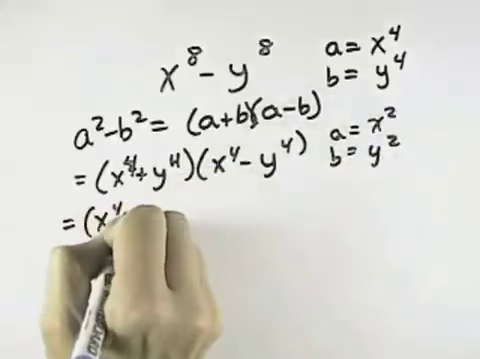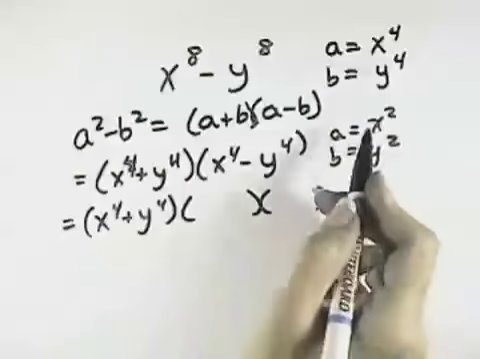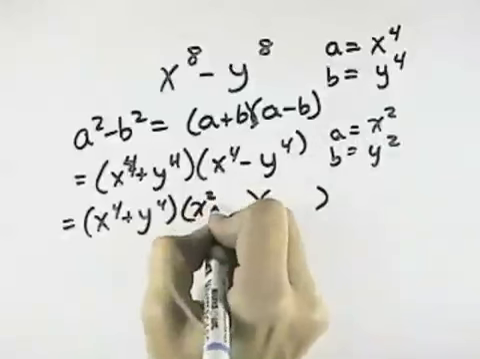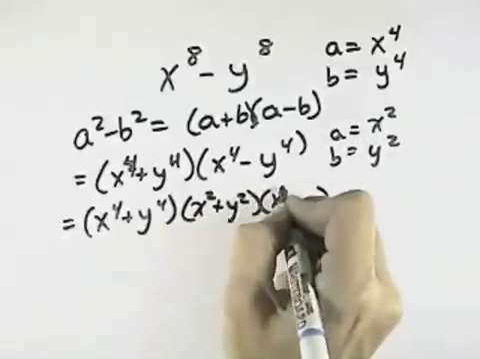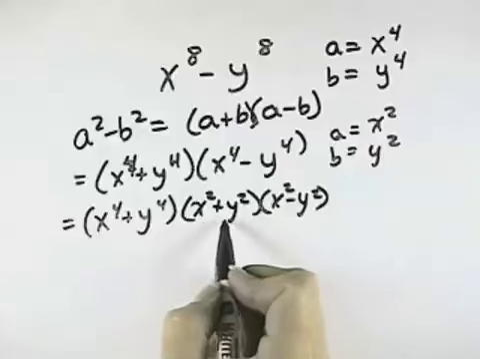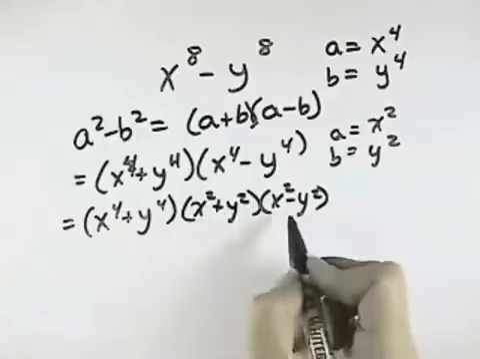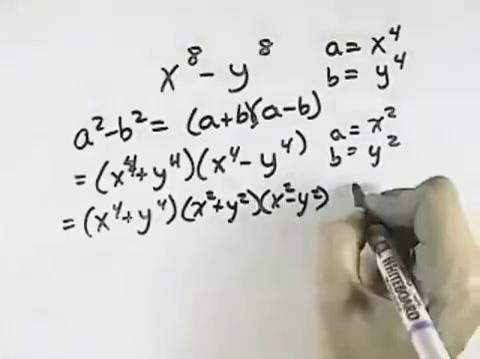So our first factor remains the same, cannot be broken down any further. But our second factor can be broken down into the sum and difference of the square roots, which would be x squared plus y squared times x squared minus y squared. Looking at each of these factors again, x squared plus y squared is a sum. They're not perfect cubes, so it cannot be broken down further. With the difference, this is the difference of squares again.